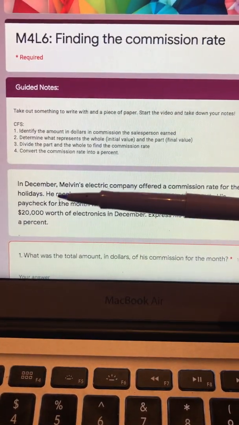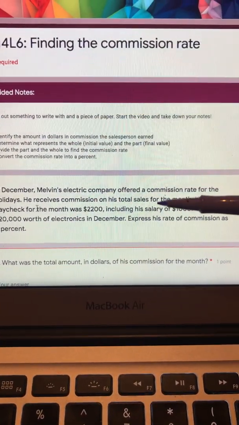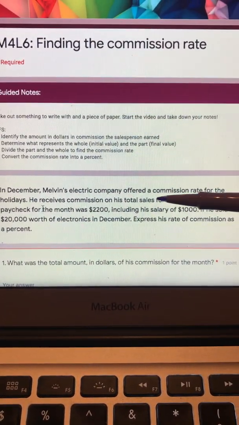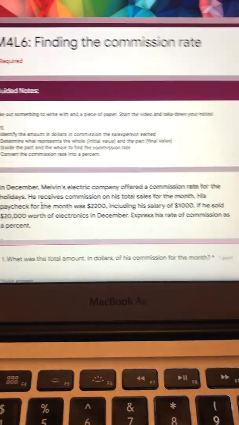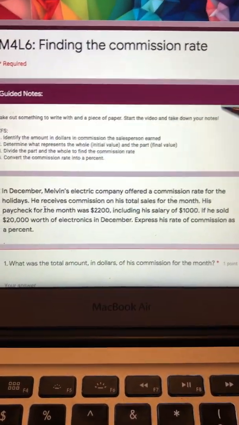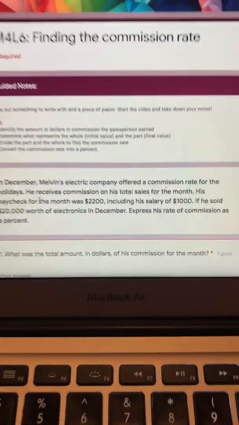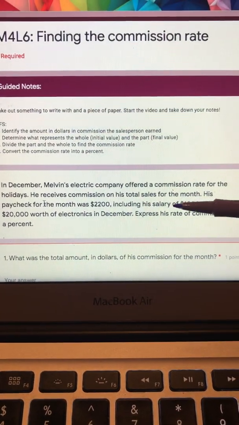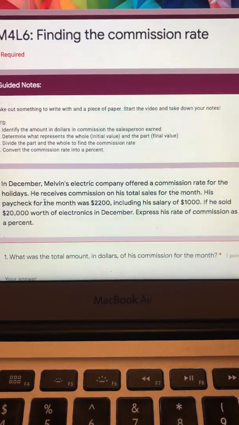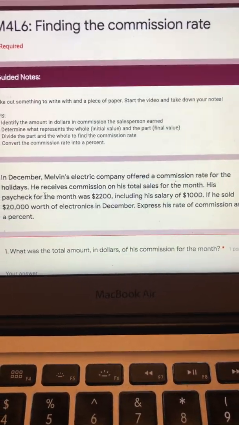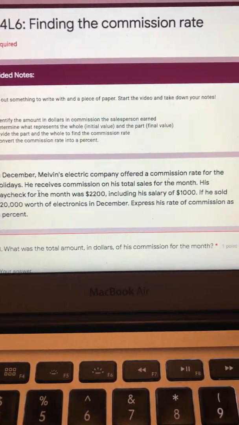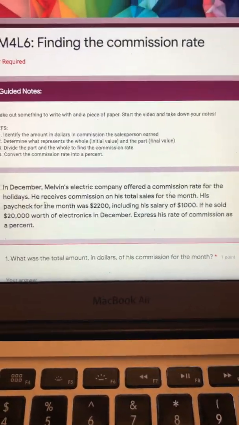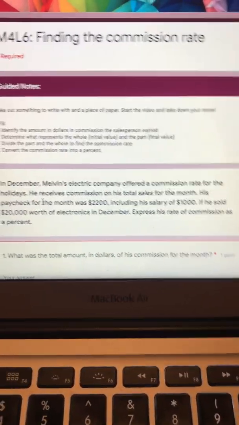It says, in December, Melvin's Electric Company offered a commission rate for the holidays. Usually when it asks you for the commission rate, that means the percent earned in commissions for that salesperson. So he receives commission on his total sales for the month. Okay, every salesperson, as we talked about before, receives commission for however much they sell. So how much they make depends every month on however much they sold that month.